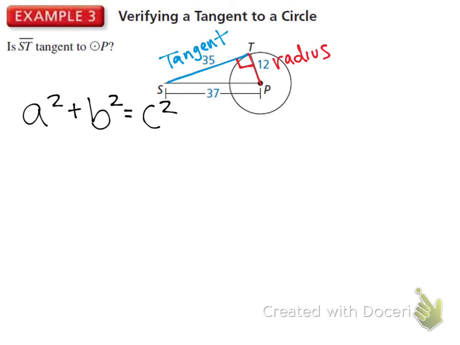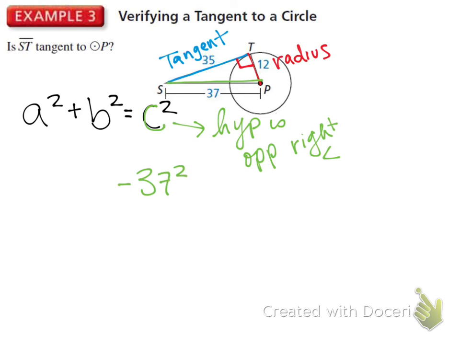So yes, c is always the longest side, but what else is c? Where is it always located? Opposite from the right angle. Okay, good. You want to remember that on the next screen. There needs to be a right angle between the tangent line and the radius. So that's where the right angle is, at T. So that means 37 is going to be c, and 35, and 12.